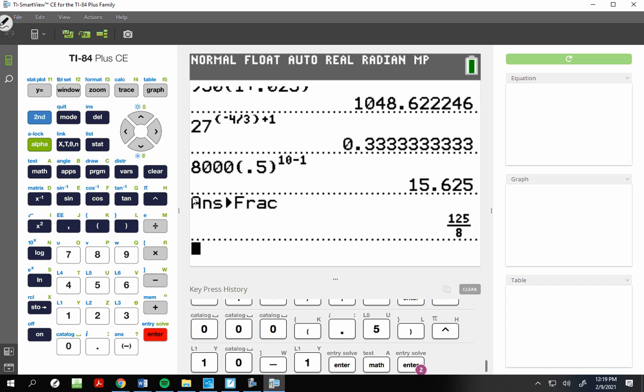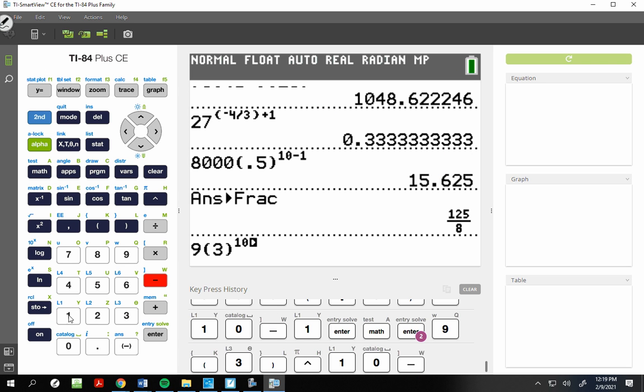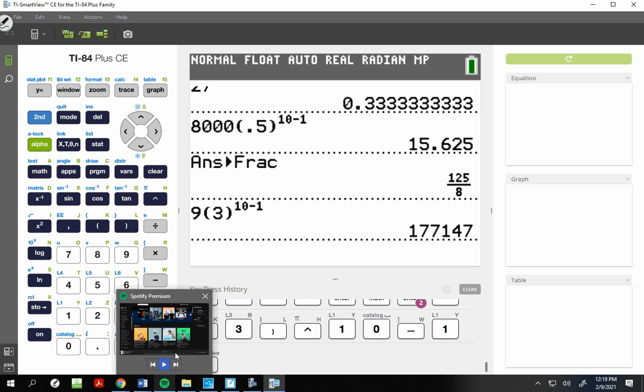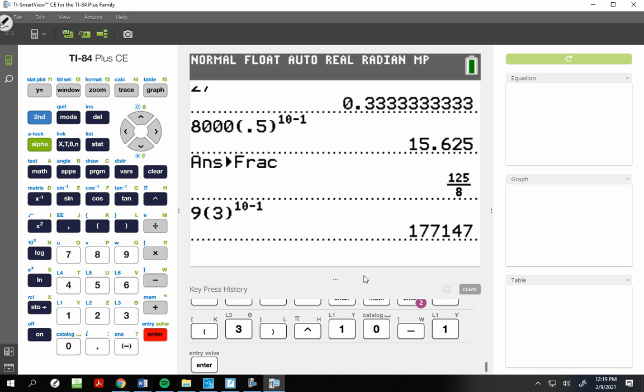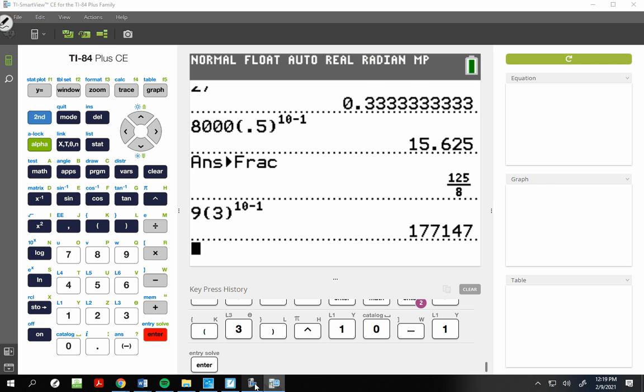All right, 9 times 3 raised to the 9th power. So we get 177,147. And then make sure you guys put your commas so I can read the number. And that's it.